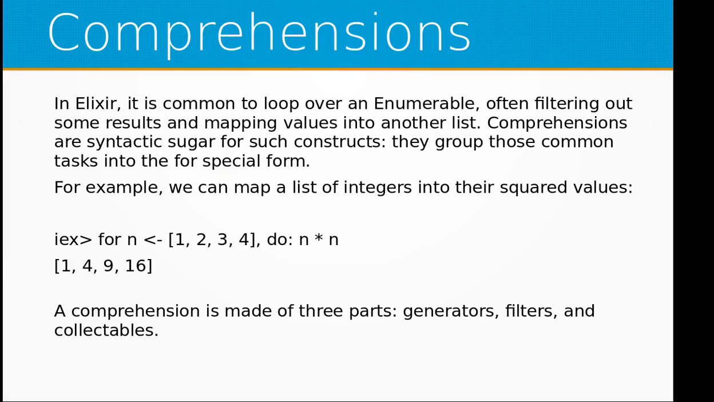In Elixir, it is common to loop over an enumerable, often filtering out some results and mapping values into another list. Comprehensions are syntactic sugar for such constructs. They group those common tasks into the for special form. For example, we can map a list of integers into their squared values.